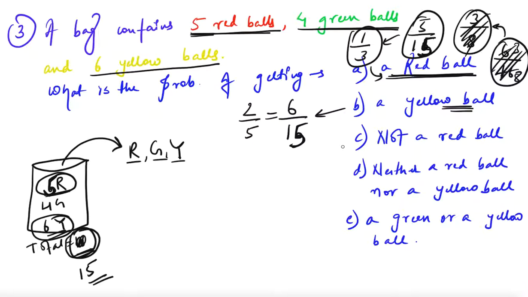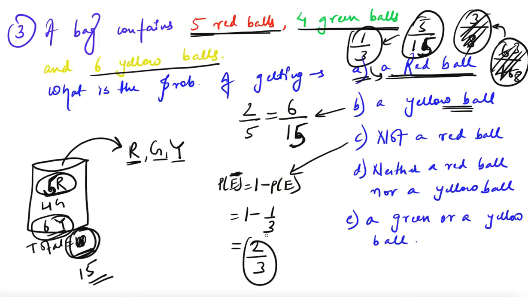Now the third question is the probability of not getting a red ball. So when you're not getting a red ball, it is nothing but the complement of the first one. So I can write the probability of not getting a red ball is equal to 1 minus the probability of getting a red ball, which is equal to 1 minus 1 by 3, right? Which is equal to 2 by 3. So this is the probability of not getting a red ball. You can check it by using a different method. See, when you're not getting a red ball, you're either getting a green ball or a yellow ball.